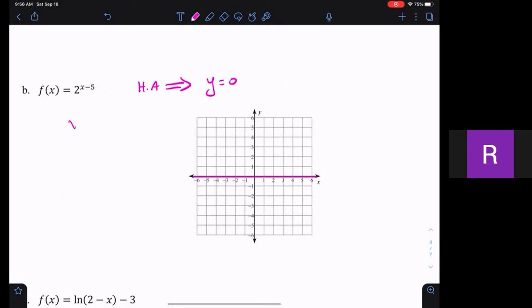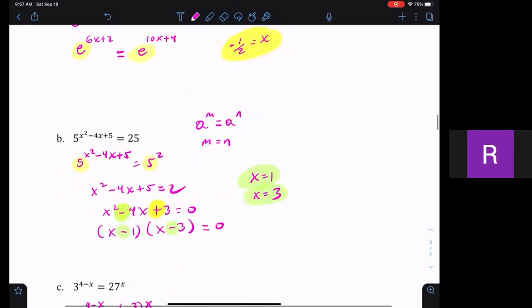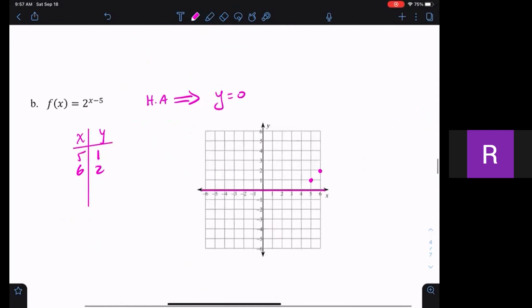And just plot numbers now, right? So plug in easy numbers, 5, right? That's going to be 1. If you put 5 here, 5 minus 5 is 0, then 2 to the 0 is 1, right? And then we can choose 6, that's going to be 2, right? What else can we use? But this is enough. So (5, 1) is here, and then (6, 2) is here. So you can see the behavior. Maybe you can choose 3.